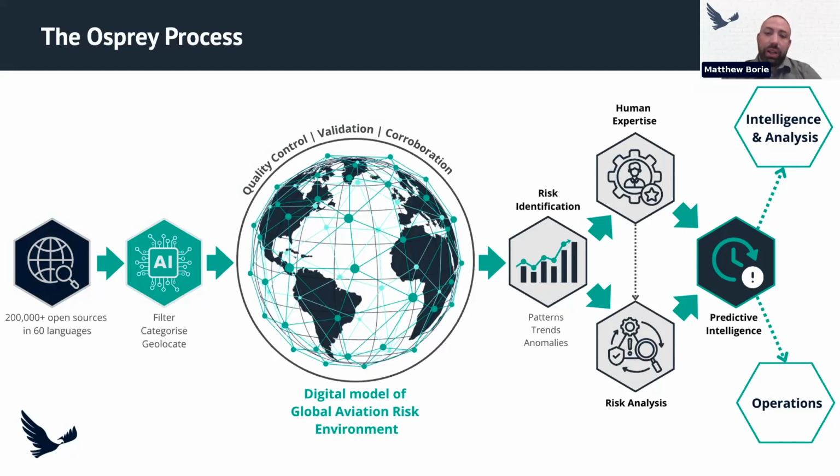And this is where the interaction between our technical tools and our human expertise comes in. Once we've done this collection, filtering, categorization, geolocation, and we're looking at the global aviation operating environment, we can do risk identification within individual countries, in specific pieces of airspace and at any given airport. Part of this is identifying trend and pattern activity through anomaly detection.